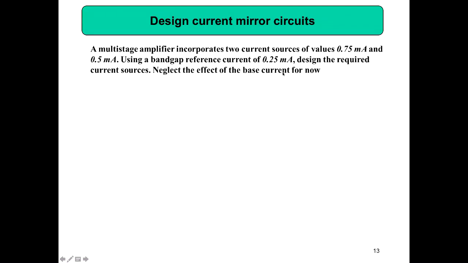So the question is, you have only one band gap reference that is giving you the golden current, equal to 0.25 milliamps. Using this current, you have to generate 2 other currents, 0.75 milliamps and 0.5 milliamps. How will you generate them? You have to generate 0.75 milliamps from the golden current 0.25 milliamps. So how many transistors are required?